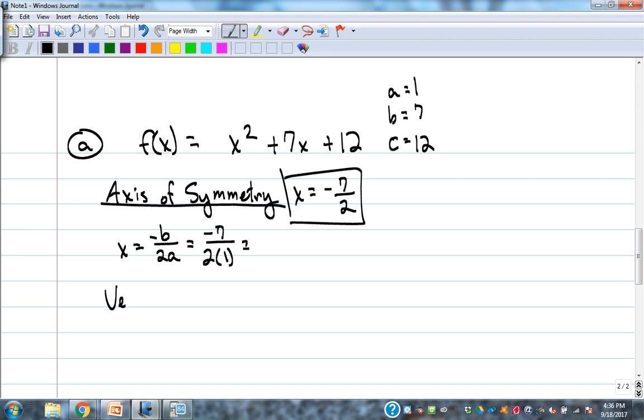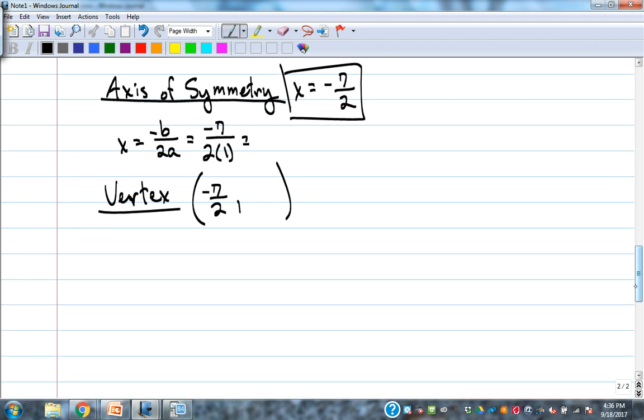That helps us because the next thing we want to find is the vertex. We already have half of it. Half of it is what? -7 over 2. Let's find the y value for that thing. How do we find the y value if we know the x value? Put it back in the problem, yeah.